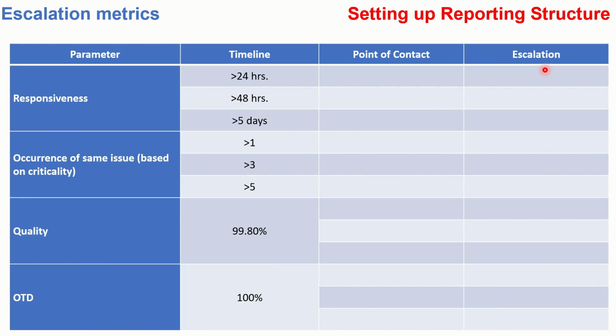The next step is to create escalation metrics. During transition, people should be aware of what is the responsiveness. If the escalation happens, it should be responded to in less than 24 hours, 48 hours or less than 5 days. Who is the point of contact? If the response is not received, who should we escalate this to? The next is the occurrence of the same issue. If it is happening greater than 1 time, 3 times or 5 times, the point of contact, and if they are not responding, we should escalate to. Quality should be 99.8% and on-time delivery should be 100%. If the team is not meeting, point of contact and point of escalation should be shared.